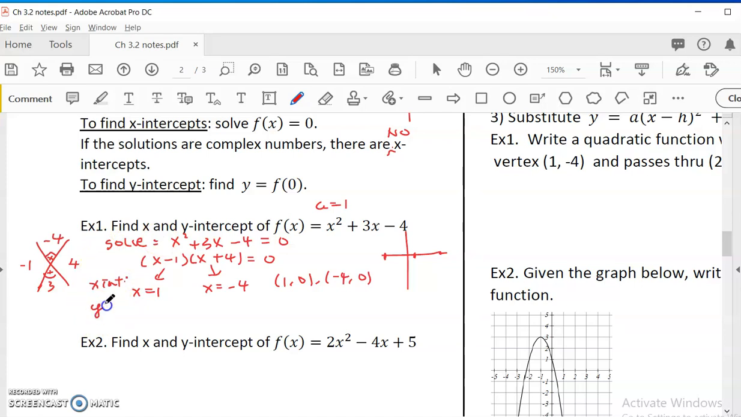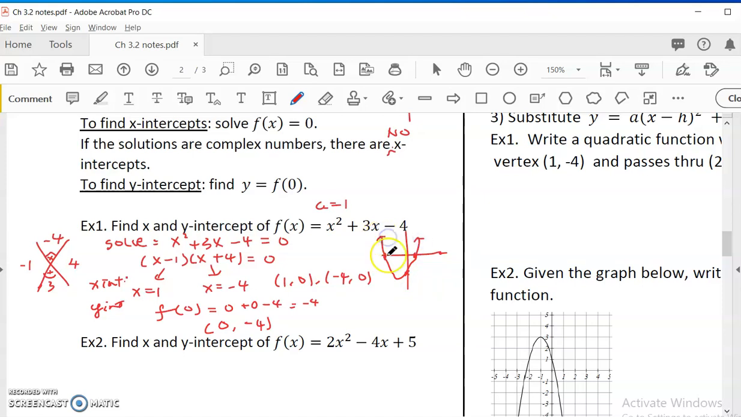The y-intercept is just plugging in 0 in the original formula. F of 0 means 0 plus 0 minus 4. So that's (0, negative 4), equal to negative 4. So you know that on the y-axis, it's there. So you can graph the function like this.